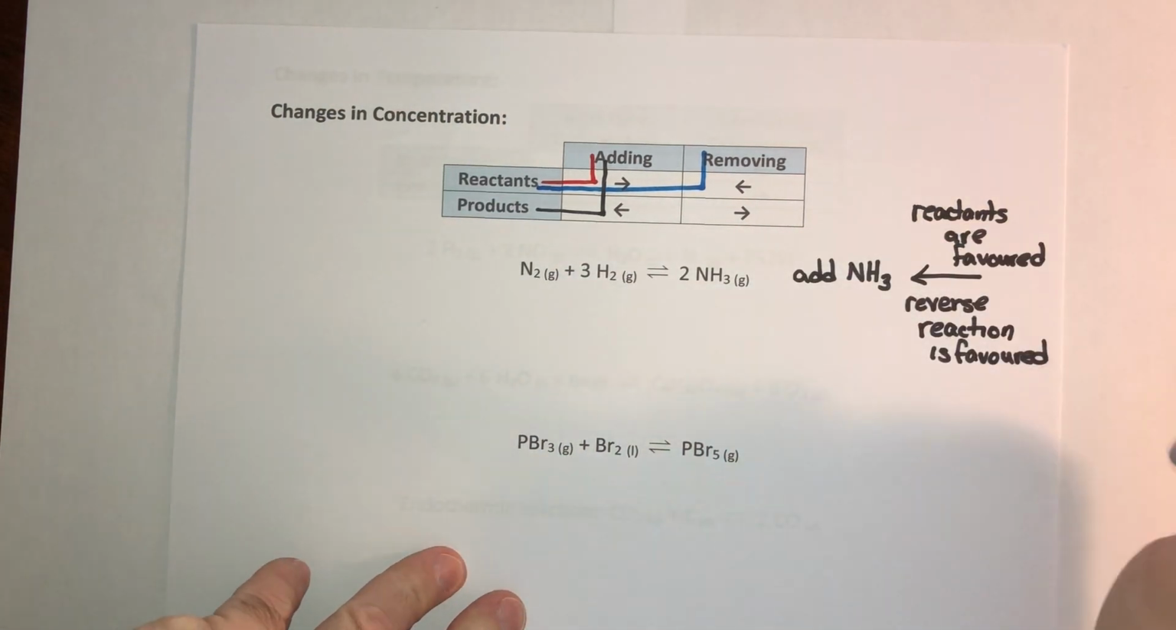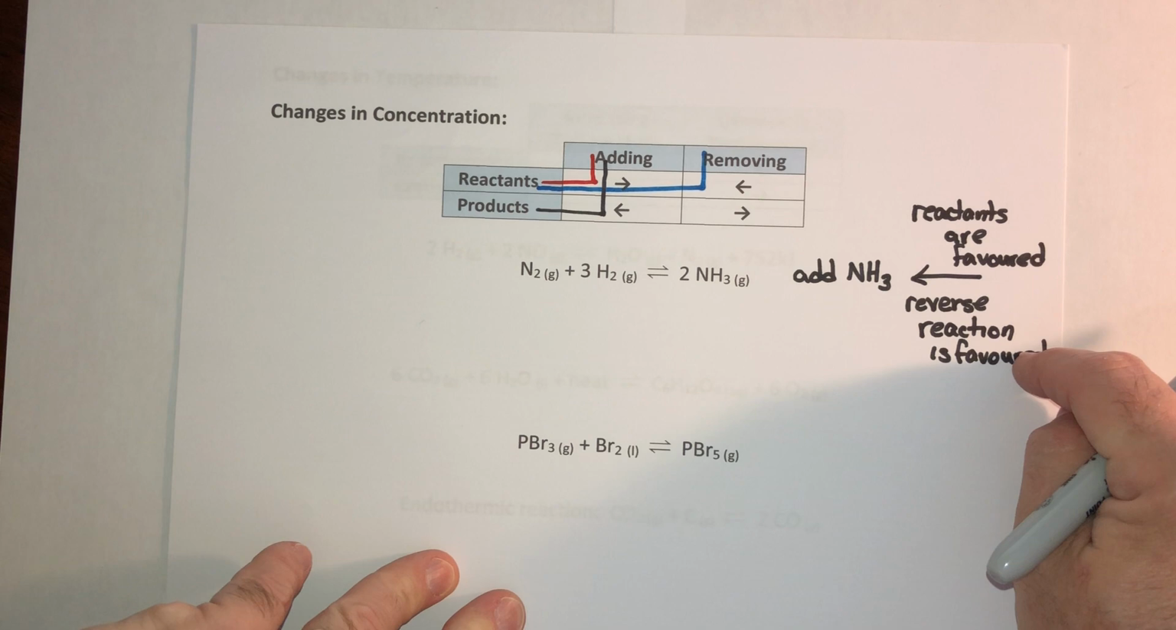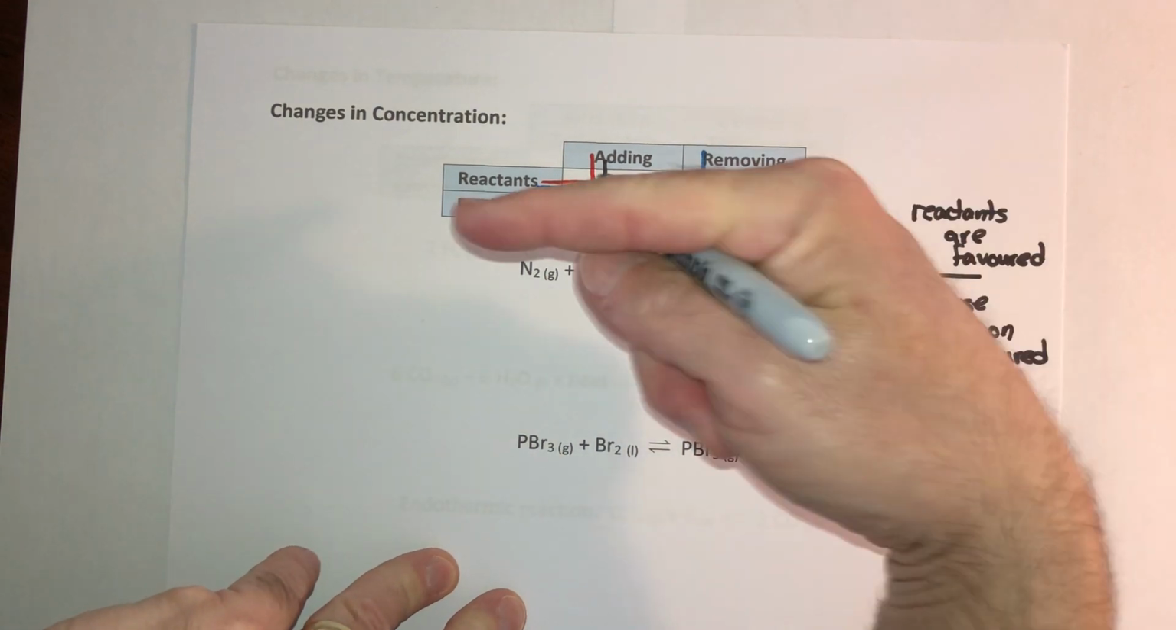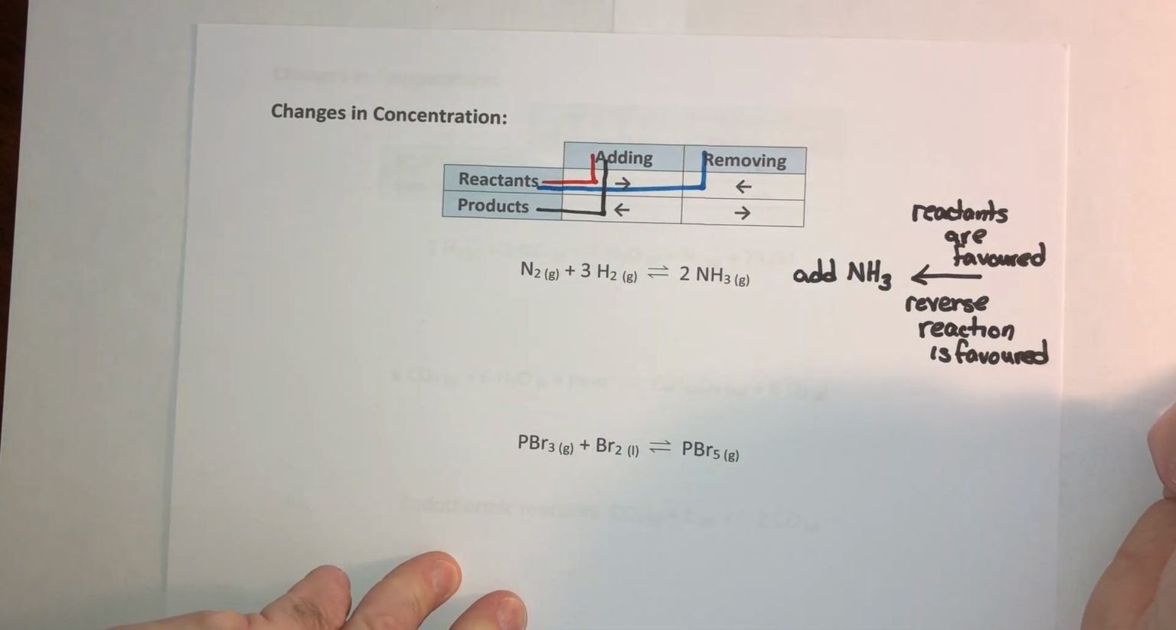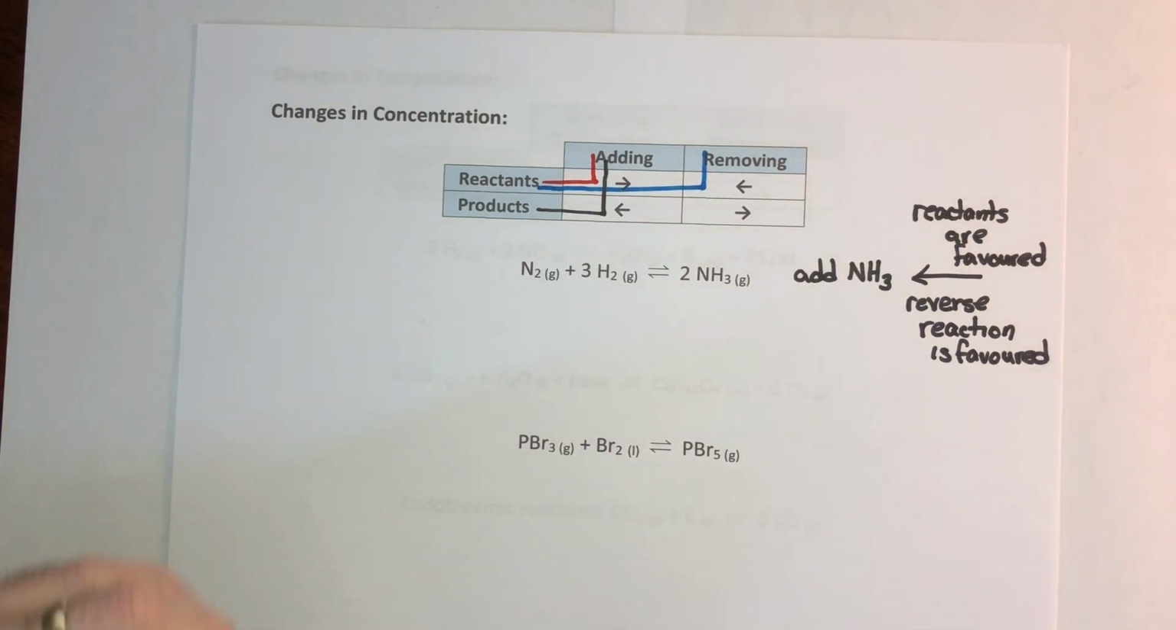Or if it's going backwards, instead of just drawing the arrow, you could use your words and say, well, the reverse, the backwards is favored. Now, let's talk about what this means in more practical terms.